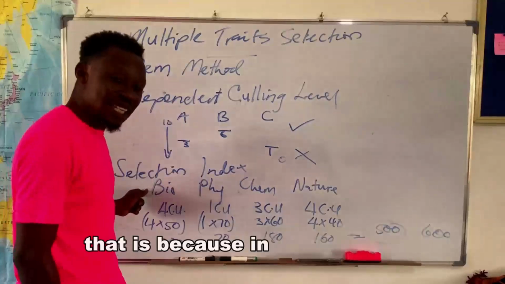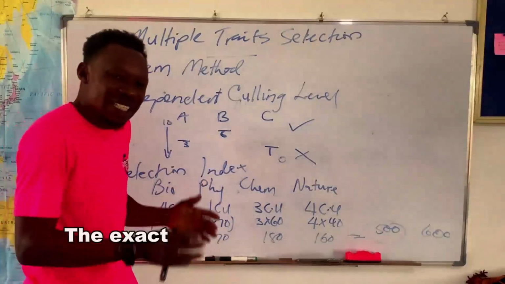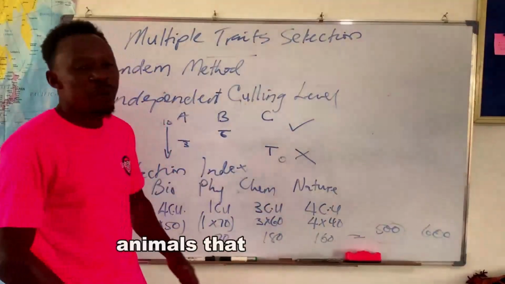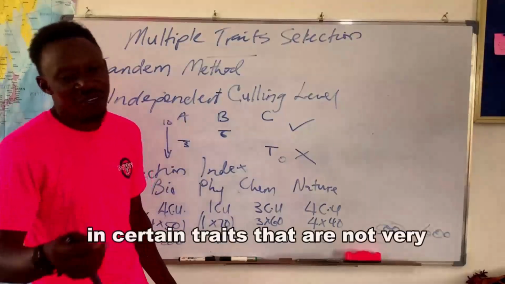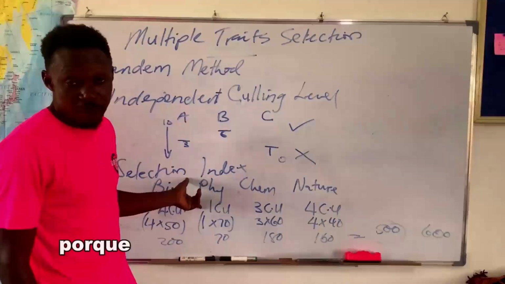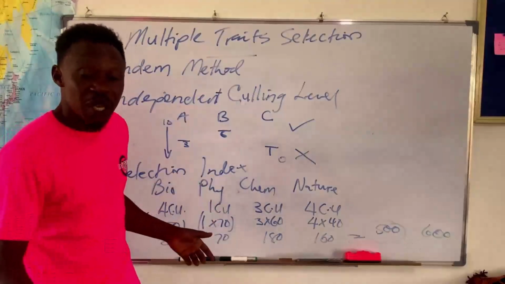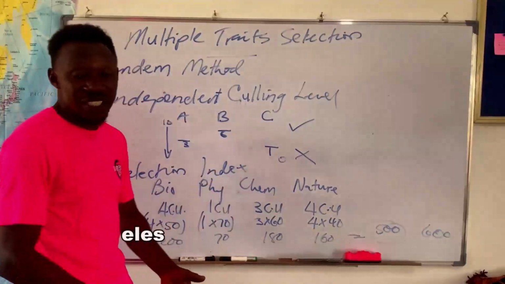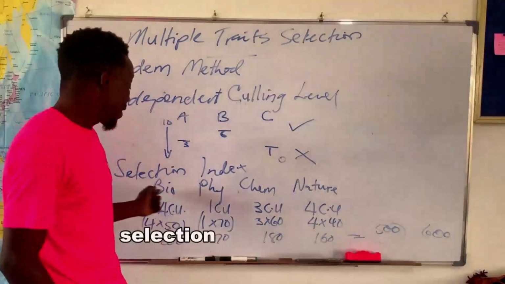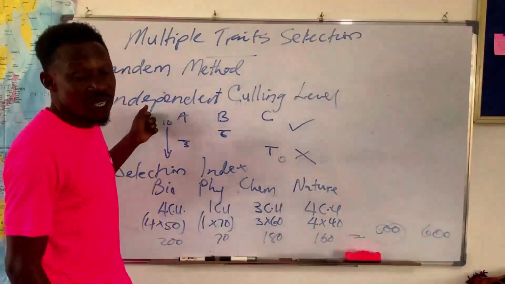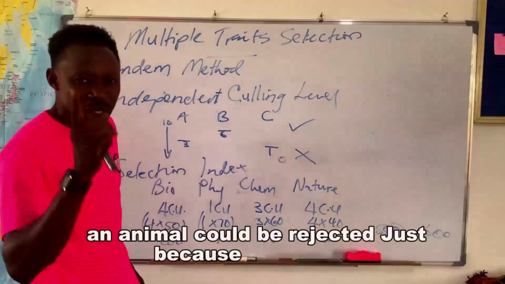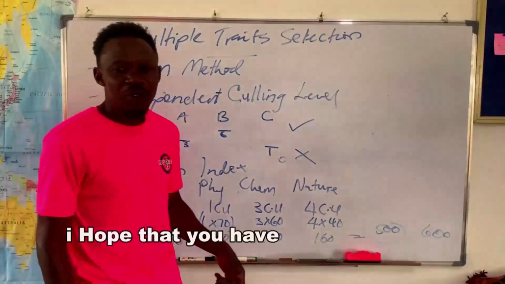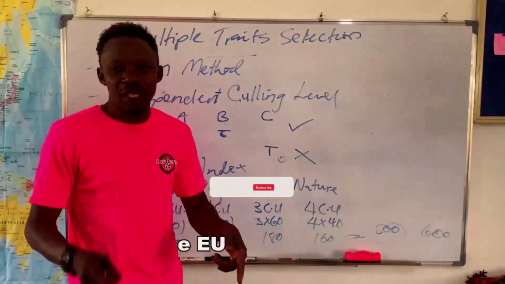That is because in selection index, you determine the exact contribution of the trait of interest. And in selection index, animals that perform poorly in certain traits that are not very important still get to be selected because they perform only marginally poorly in some traits. But because it's an index, if you pool their overall performance together, they still get to be selected. In that case, selection index supersedes independent culling. In independent culling, an animal could be rejected just because of one trait, even though it has done excellently well in certain traits. I hope that you have understood this concept so far.